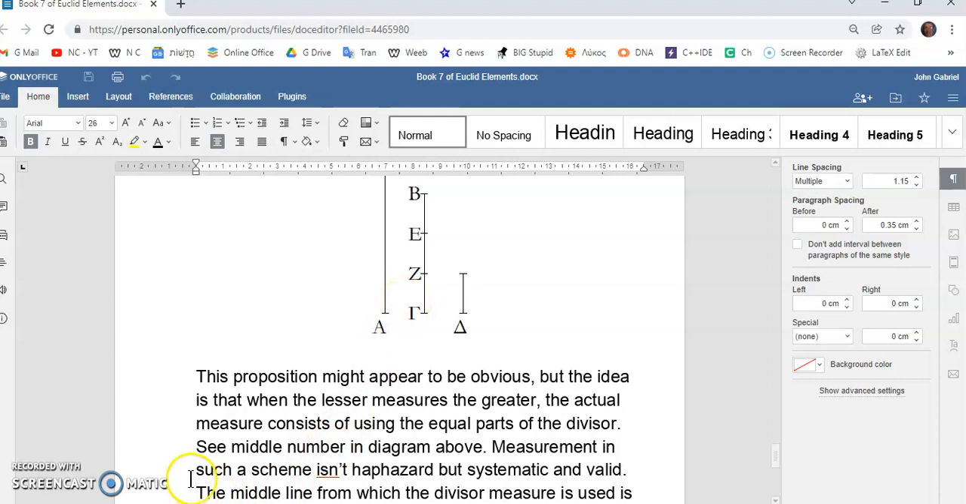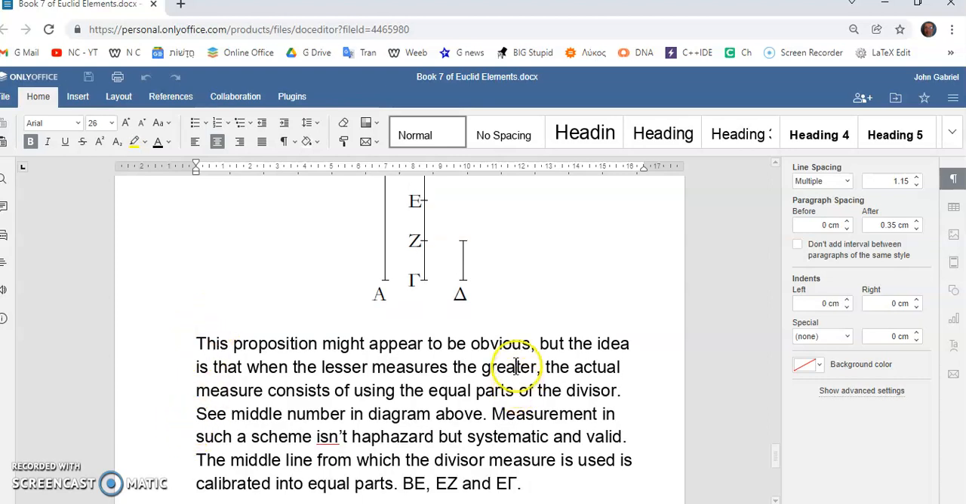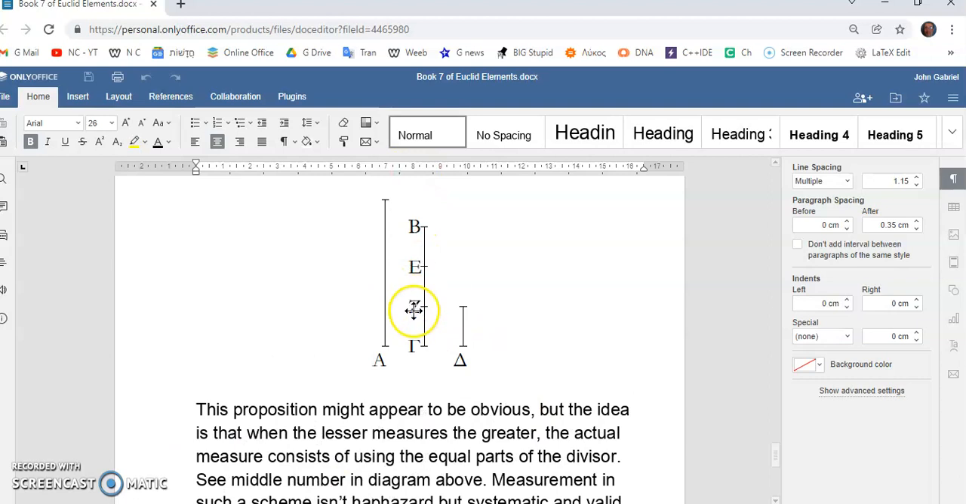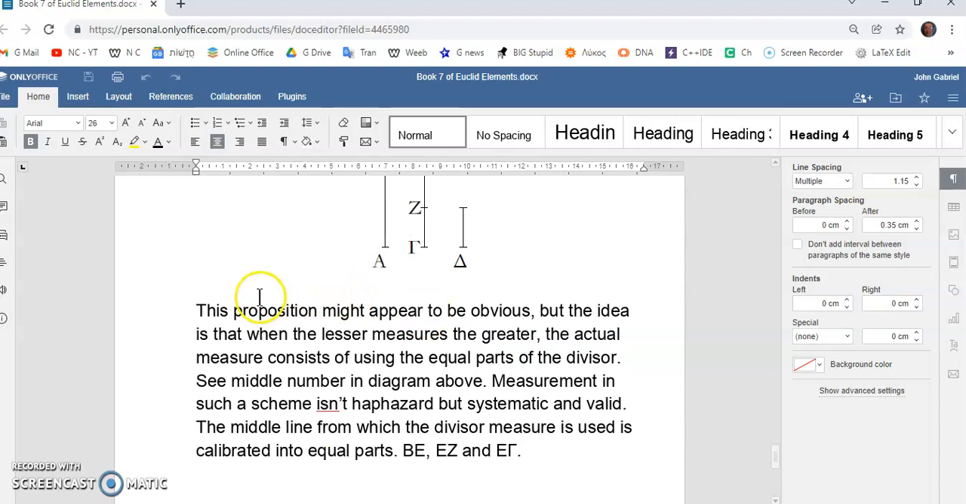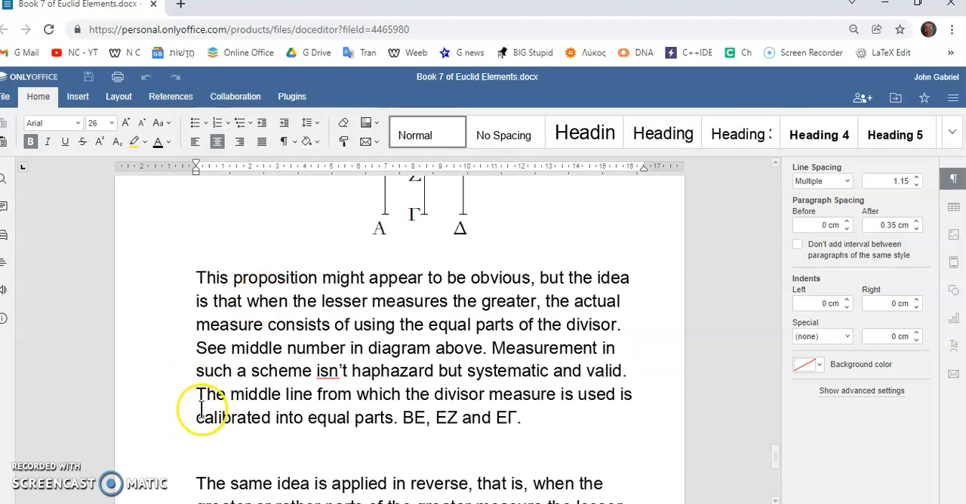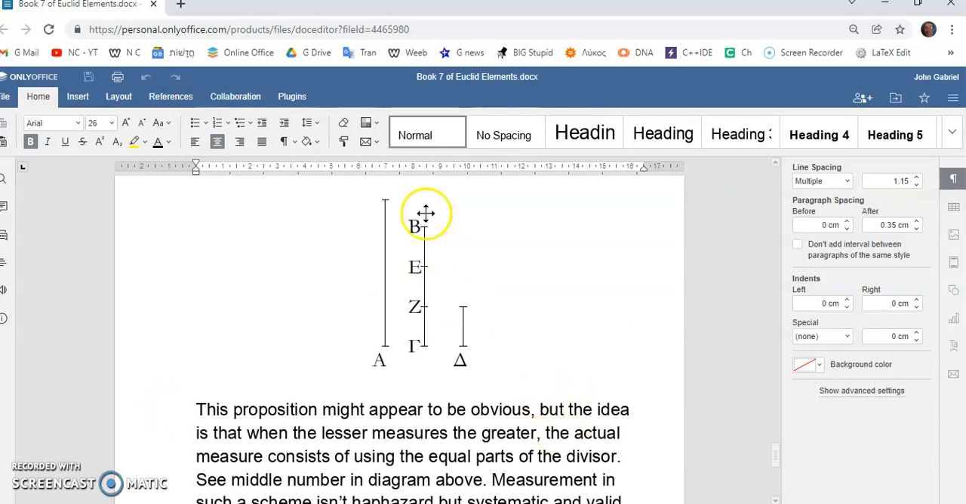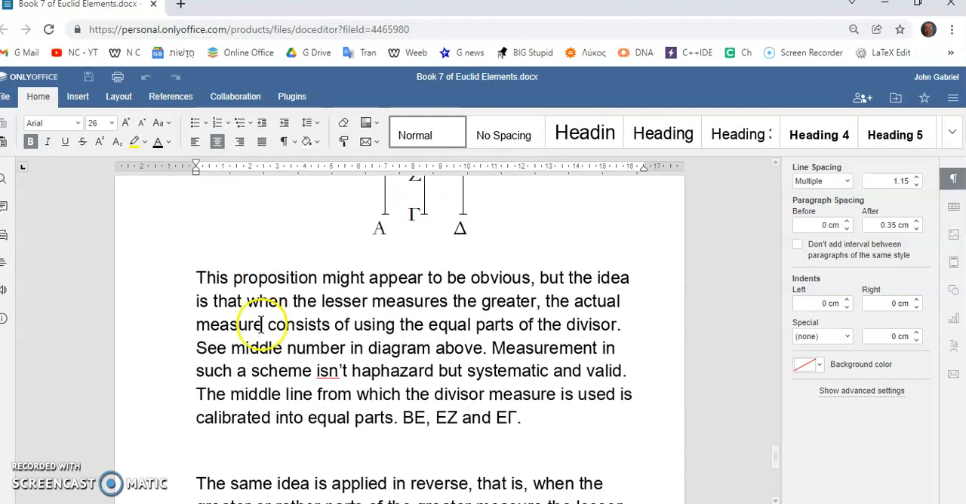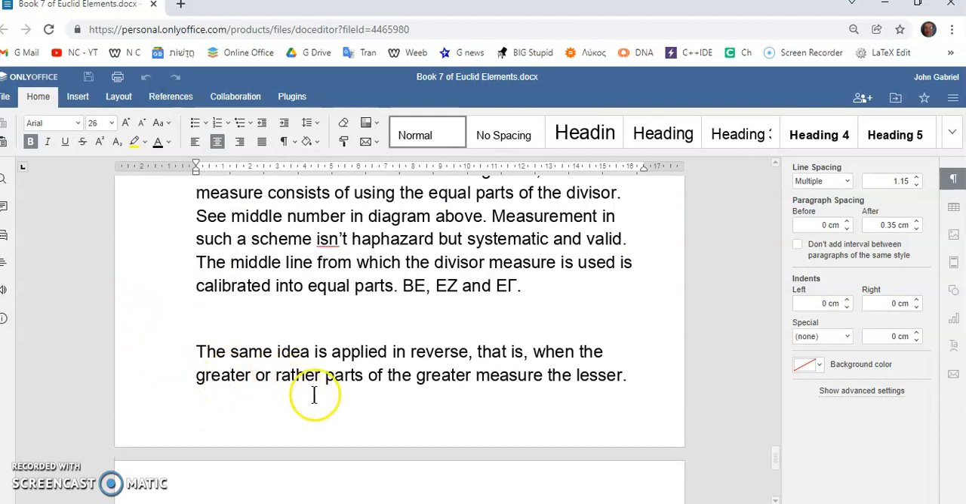And measurement in such a scheme isn't haphazard, but systematic and valid, okay? So the middle line, which is, again, this middle line here, it's the measure of these lines that Euclid is talking about, by the way. And the measure of these lines happens to be a number, okay? So the middle line is the divisor measure and is calibrated into equal parts, B, E, zeta, and zeta, gamma, okay? So the same idea is applied in reverse.